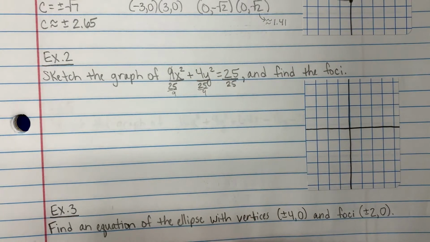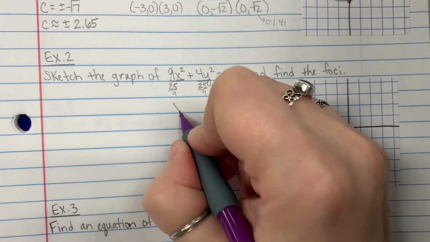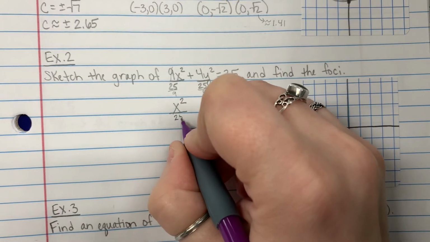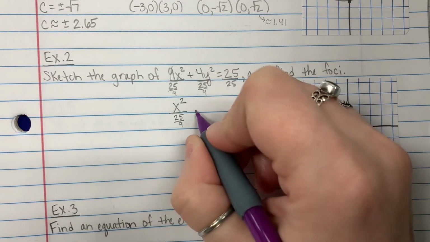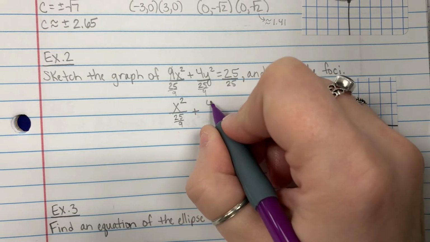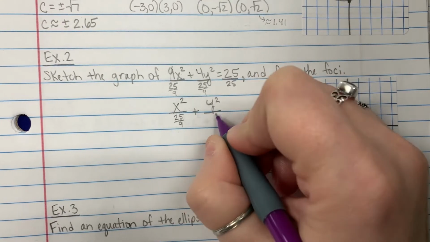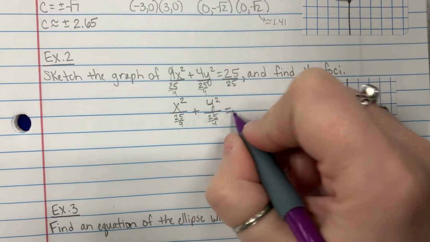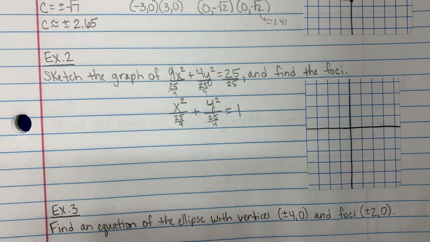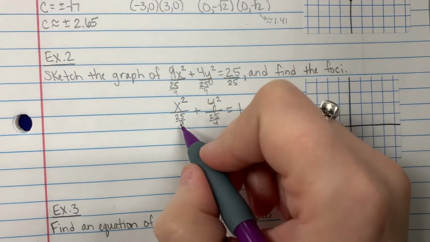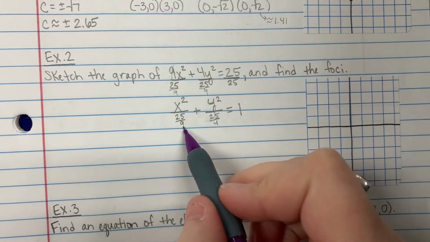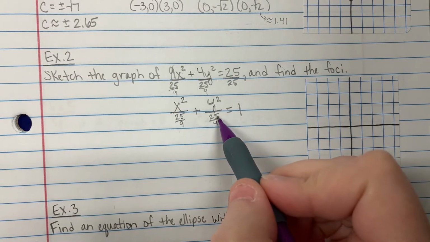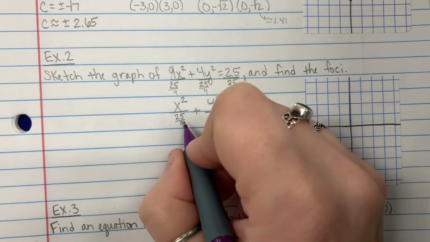So I kind of think of it like that. This equation would really look like this: x squared over 25 over 9 plus y squared over 25 over 4 equals 1. The other question is which of these is bigger, right? So let's square root it first.